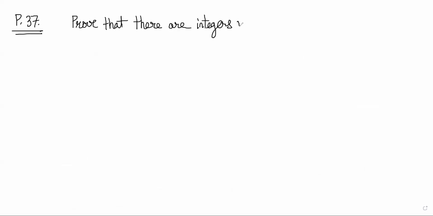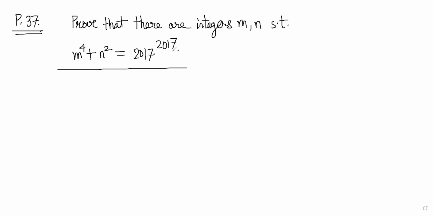Prove that there are integers m and n such that m power 4 plus n square is equal to 2017 to the power 2017. Any ideas here? Here there is a small thing. The thing that you should notice is that on this side there are powers of 4 and 2, right? So on the other side, it seems like an odd number. Both are prime numbers, by the way, right?